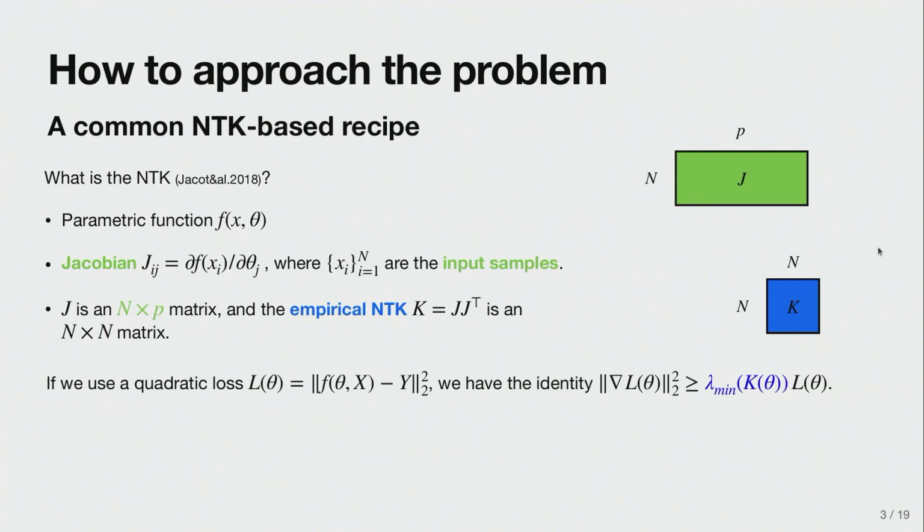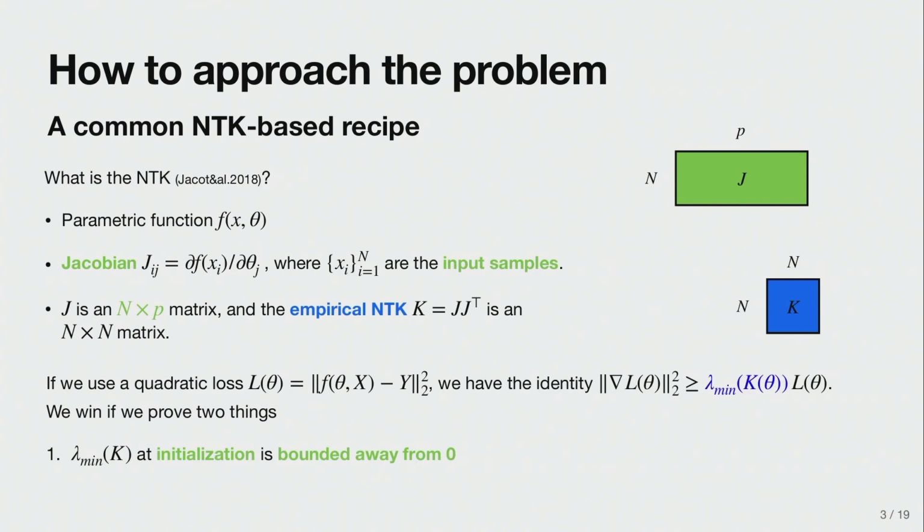If we use a quadratic loss, we can write this inequality, which already shows us something very interesting. The smallest eigenvalue of this kernel can be used to lower bound the gradient of the loss. So we can already see intuitively that there are two things we can prove to win this game. The first is that the smallest eigenvalue of the neural tangent kernel is well separated from zero, and it also stays like that as we train our model. In this way, we will be able to provide results in optimization.